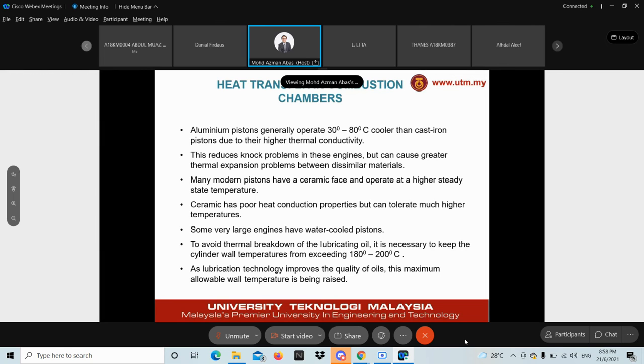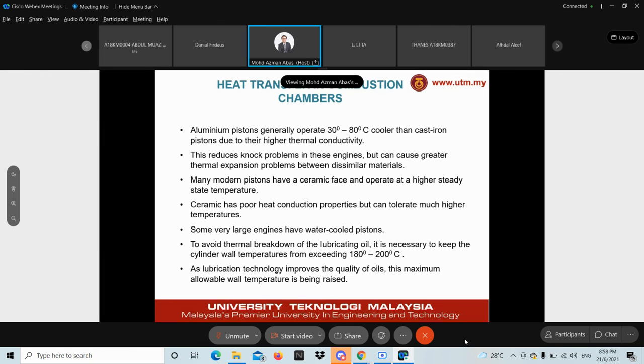Many modern pistons have a ceramic phase and operate at a high steady state temperature. Most of the pistons in internal combustion engines are actually coated with ceramic. Ceramic has poor heat conduction properties but can tolerate much higher temperatures. Some very large engines have water-cooled pistons. I hardly see this nowadays. I think most of the pistons nowadays are coated with ceramic.